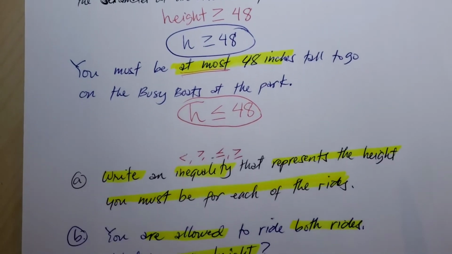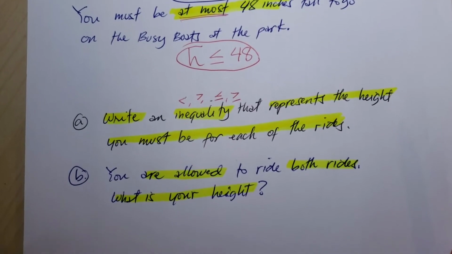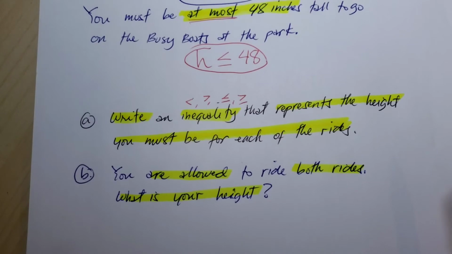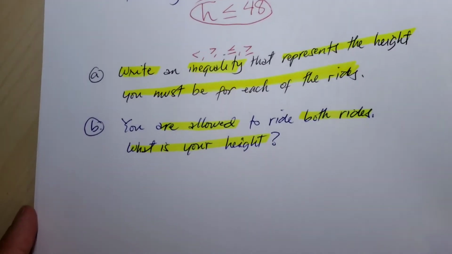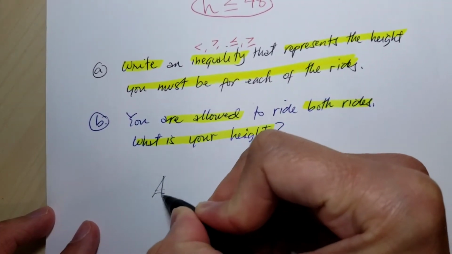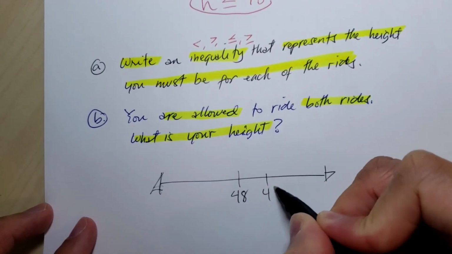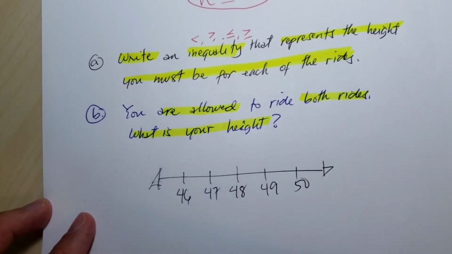Now, for part B, it says that you are allowed to ride both rides. So your height qualifies for both rides. What is your height? So let's think about your height. Now, if we were to draw a number line, let's just draw a number line. This is your height, 48. This is 49 inches, this is 50, this is 47, and this is 46.